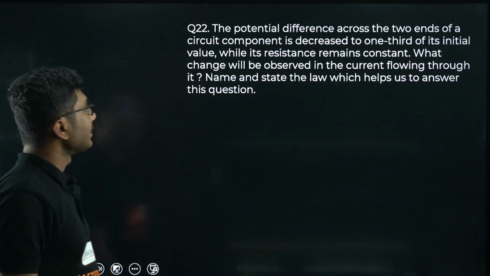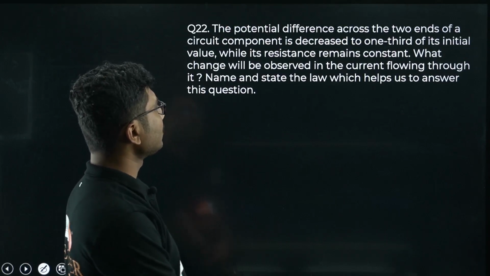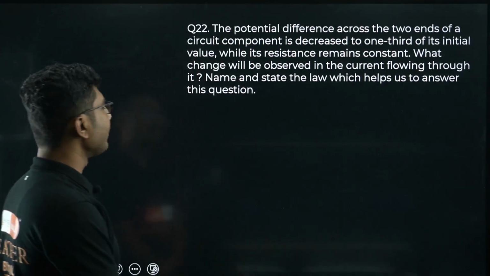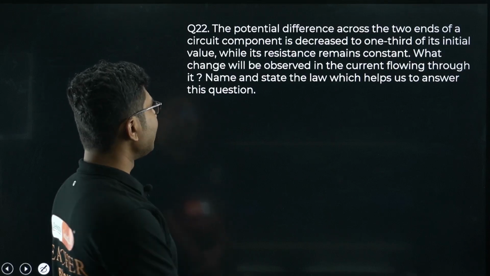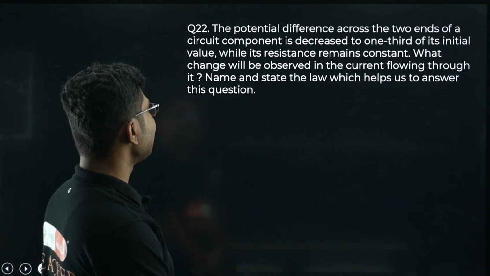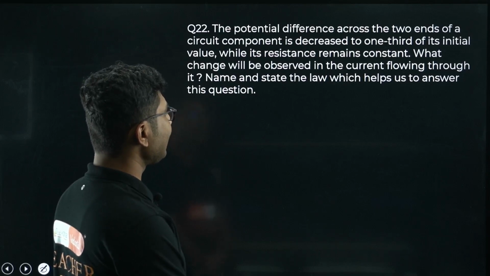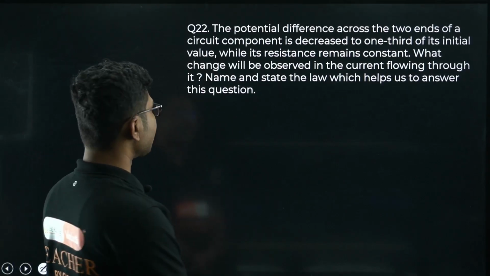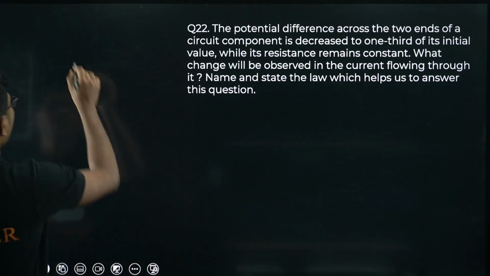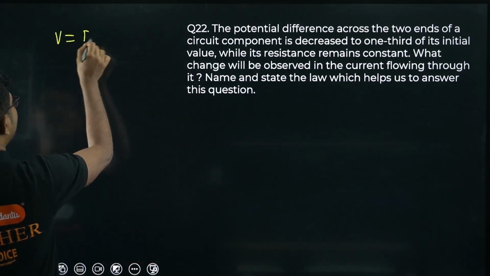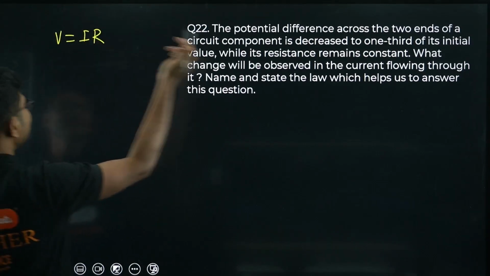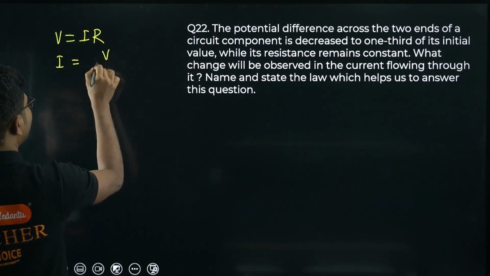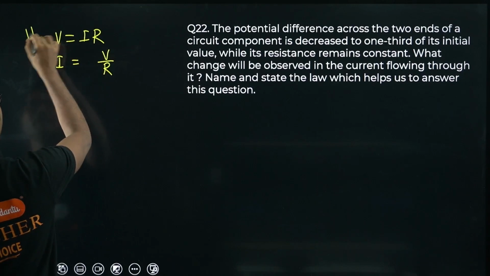Now next question, the potential difference across two ends of a circuit component is decreased to 1/3 of its initial value when the resistance remains constant. What change will be observed in the current flowing through it, and name the law which helps us to answer this question. So first of all, we know that V is equal to IR, and initially in first case current is basically equal to V by R. This is case number 1.